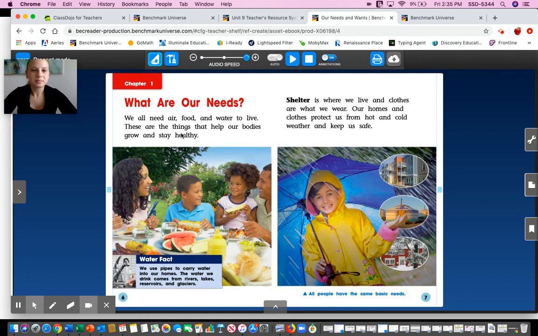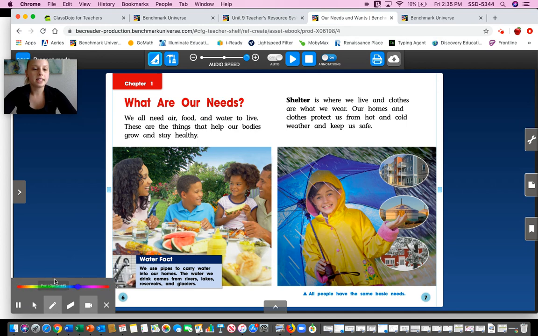Good. If I look up here in red, it says chapter one. That means the very beginning. So we're starting at number one. Here's our title. What are our needs? And it's a question mark. So it's asking, what are our needs? We all need air, food, and water to live. These are the things that help our bodies grow and stay healthy.